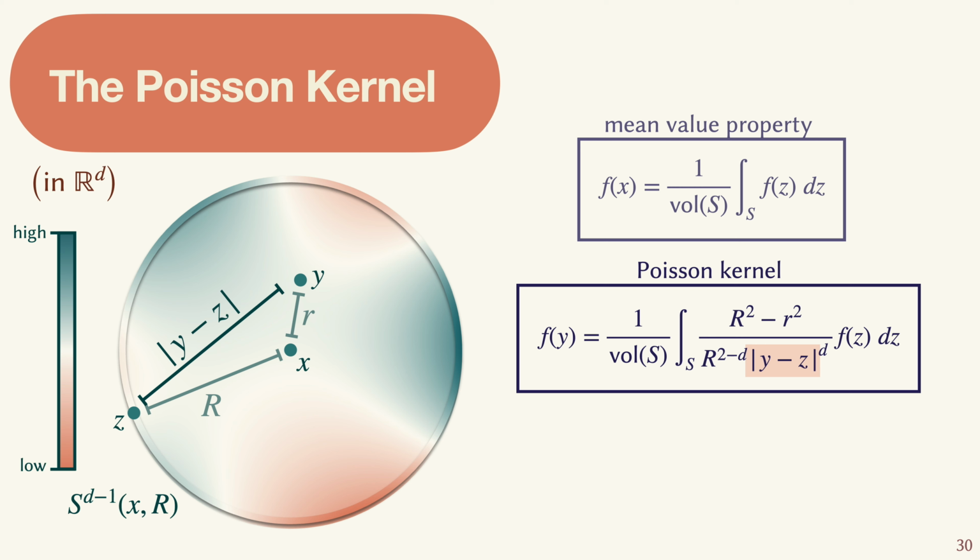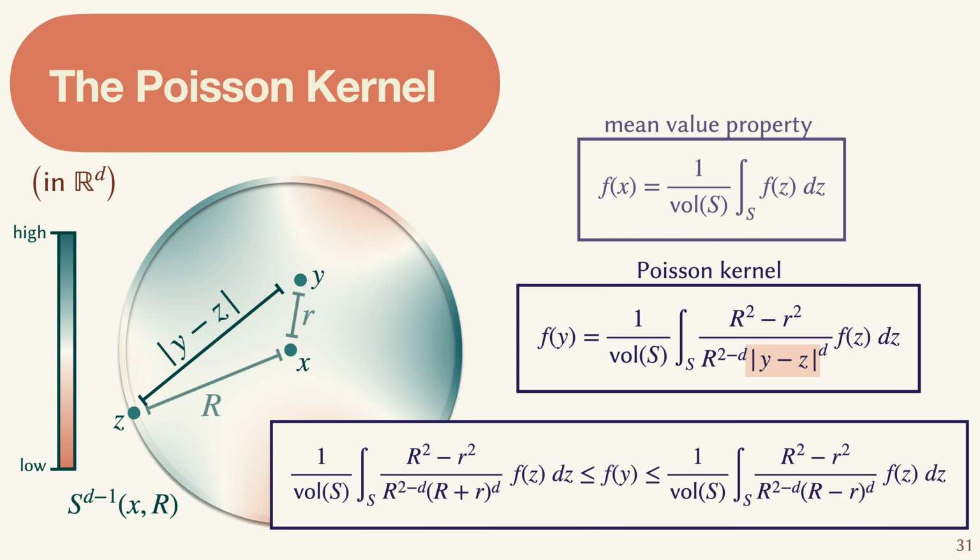Now, the key step needed to arrive at Harnack's inequality is just to observe that this distance between y and z, which appears in our integral, must always be at least big R minus little r, and it can be at most big R plus little r, just by the triangle inequality on this x, y, z triangle. And hence, so long as f is positive, the value of f at y must be between these two extreme values, where we replace the distance inside the integral by its maximum and minimum possible values.